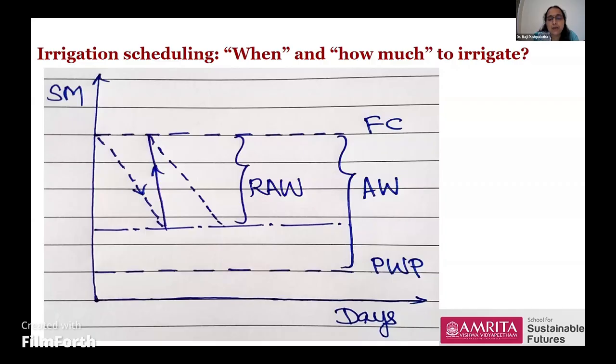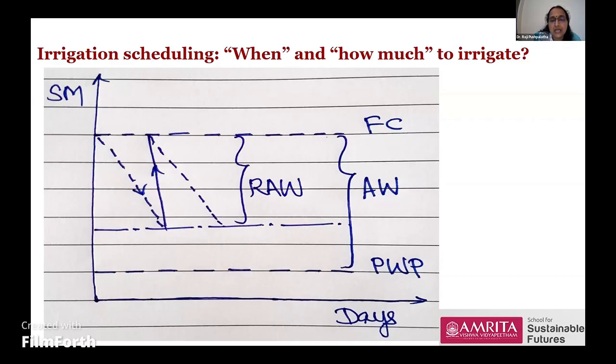And the PWP, that is the permanent wilting point, that means the moisture below which, once the soil moisture falls to this level, the plant wilts permanently. That's why we call it a permanent wilting point. So our purpose is that we don't need to allow the water to go beyond this level. Before that, we need to give the irrigation.